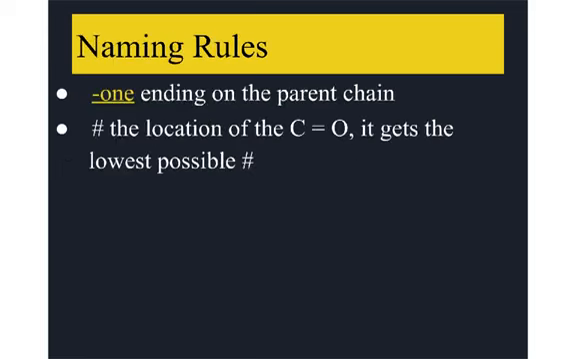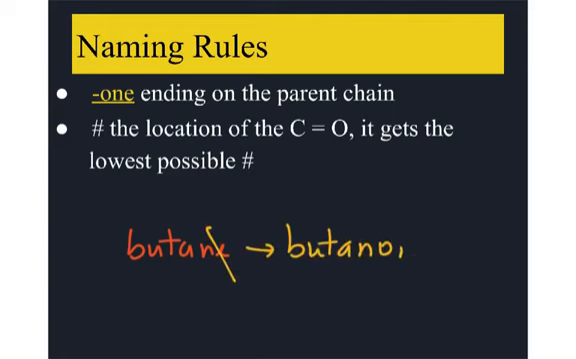The naming rules, just like the word ketone ends with the word "one," ketones also end with "one." We also are going to put a number in front because the double bond O will always be somewhere in the middle, unlike the aldehyde, which is always on the number 1. So we do need a number, and we're going to give it the lowest possible number as per usual. So same as before, if I have something like a butane, again, I'm going to take the E off, and it will become a butanone. So just the E comes off. Let's practice.